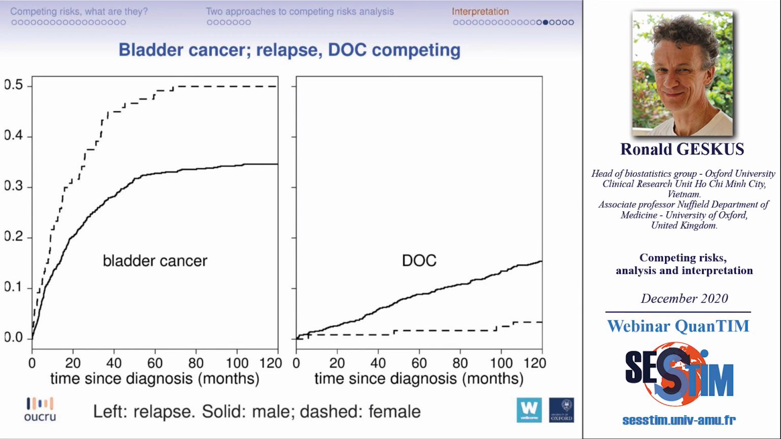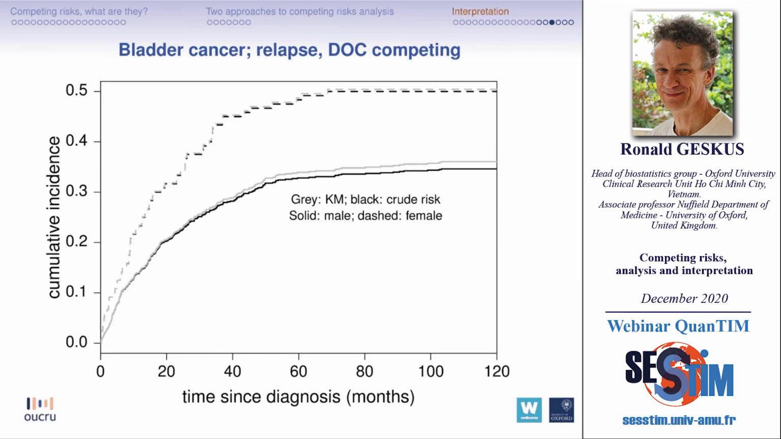So, of course, I think everybody will start wondering, maybe the bladder cancer risk, the relapse risk, is lower in males because they are more likely to die from something else. So what would you do? You are interested in the risk of bladder cancer as a relapse in a world in which you cannot die from something else. So what you could think of is to say, well, let's do the Kaplan-Meier and see what's happening.